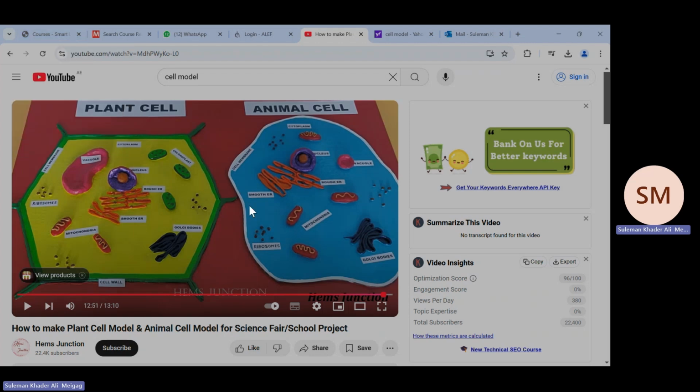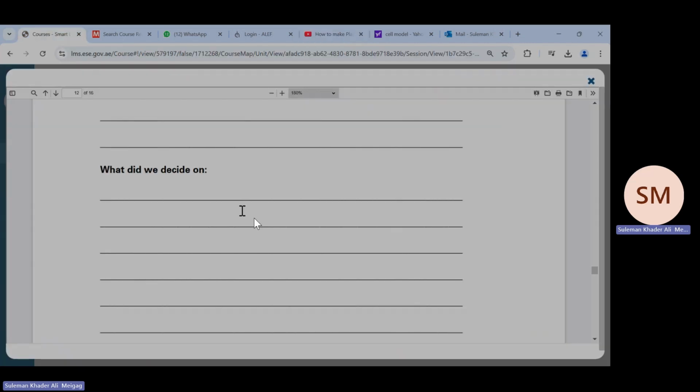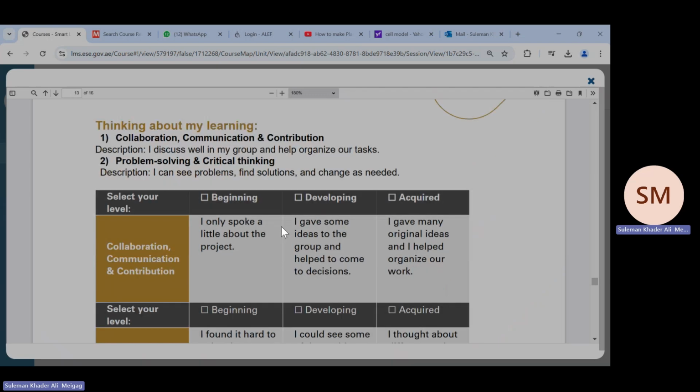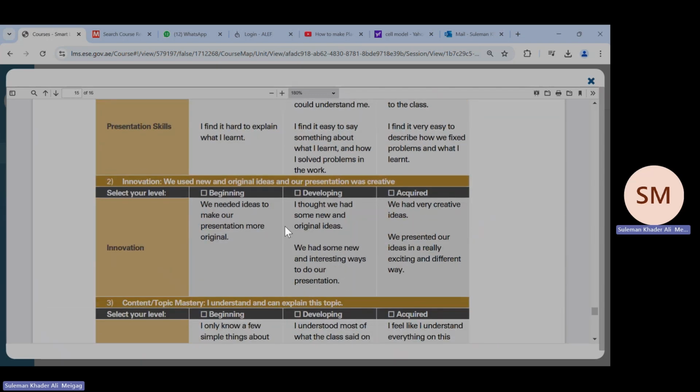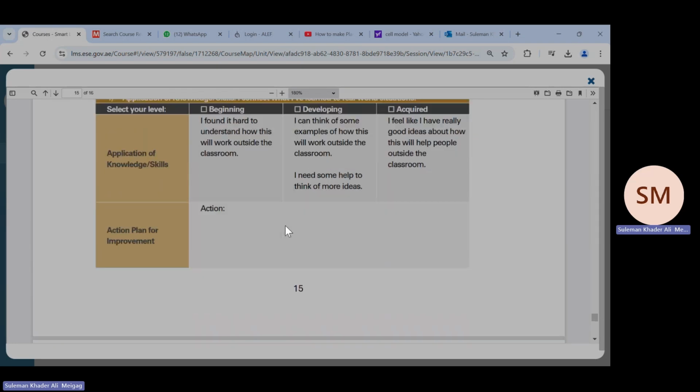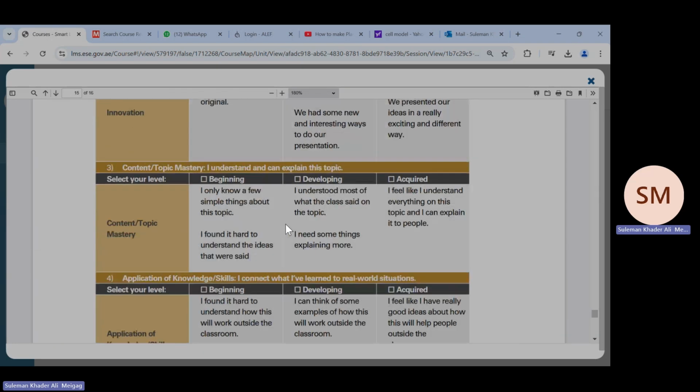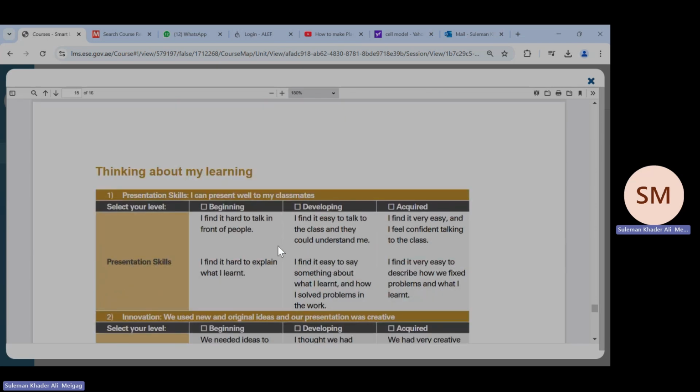So once you make your model, then you will go to presenting. You will present how you made, what you made to the rest of the group. So we will be looking at your presentation skills. Again, 3 levels: beginning, developing, and acquired. Beginning 1 to 4, developing 5 to 7, acquired 8 to 10 marks.